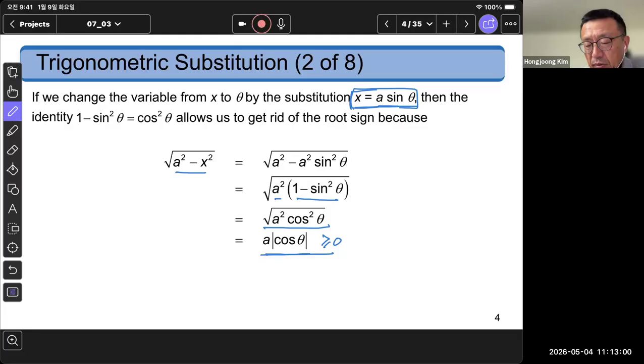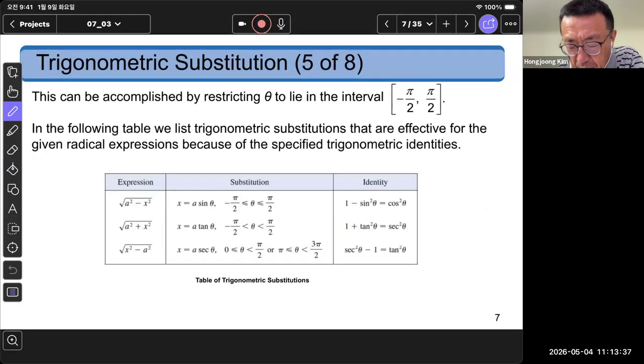The only problem with the result of this substitution is the absolute value sign, because I don't know how to derive an antiderivative corresponding to the absolute value of cosine theta. If I have just a single cosine theta without the absolute value sign, then its antiderivative will be sine. But since I have an absolute value, the problem is not that simple. So we want to modify this a little bit.